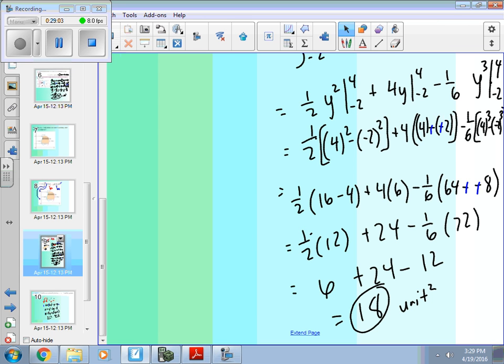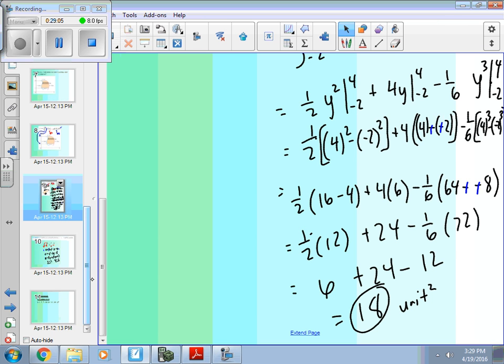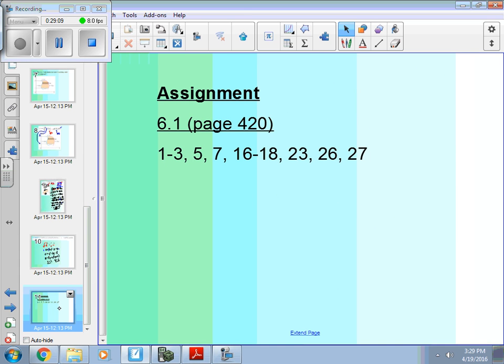All right, so whether you go top minus bottom or left minus right, or right minus left, just depends on the problem. I want you to try out some of these area problems now on your own.